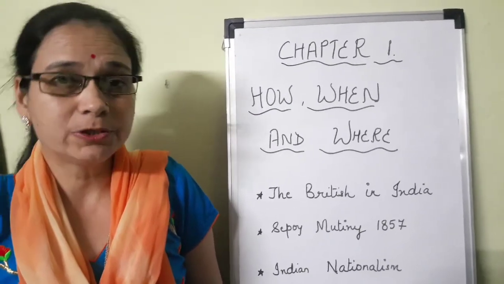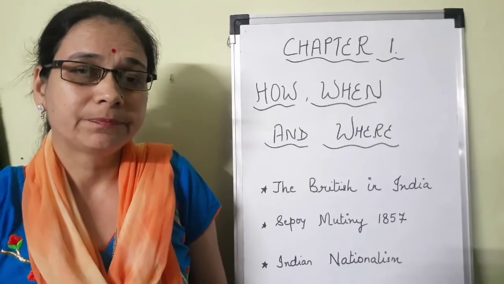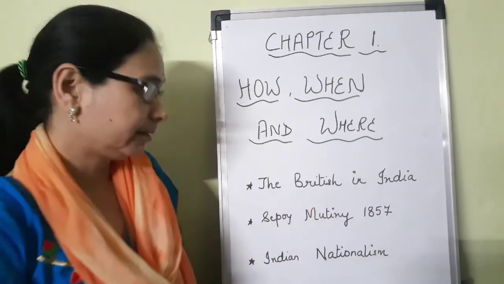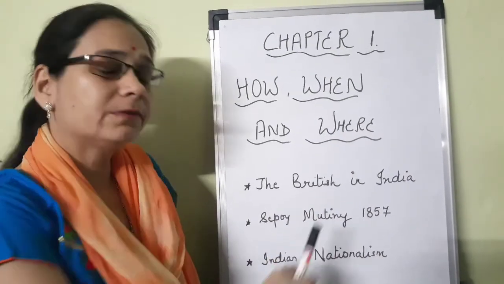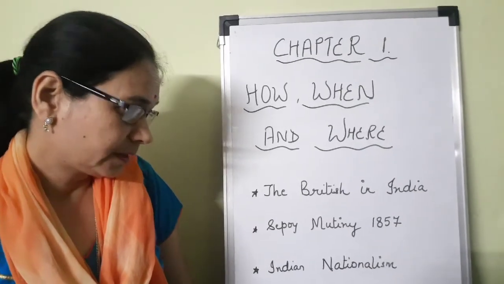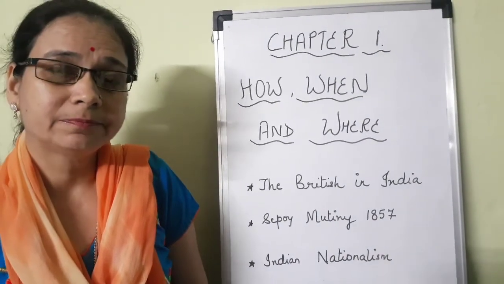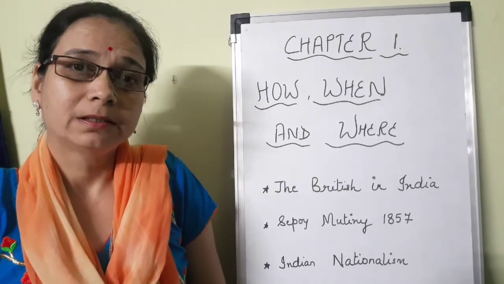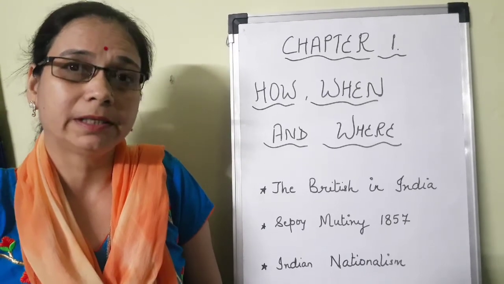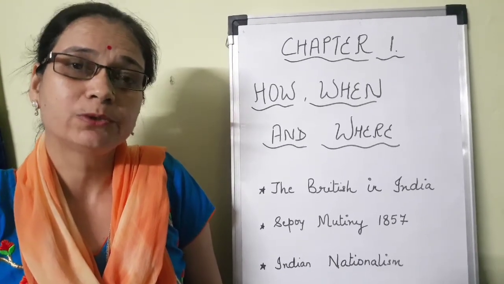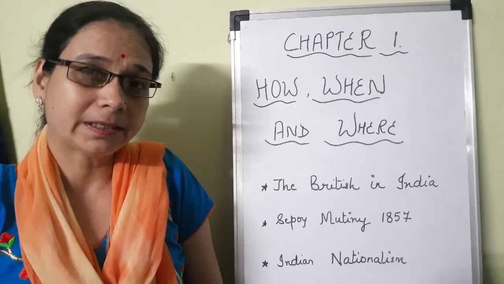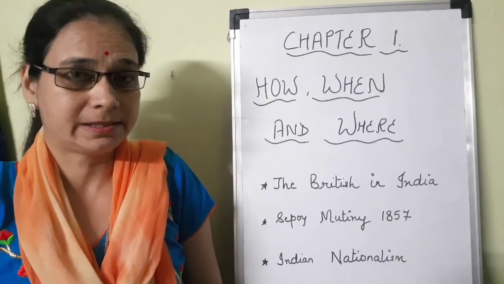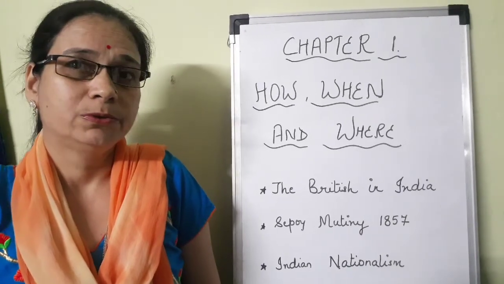Today we'll continue with the second part of the chapter. And today we are going to study the Britishers in India, the Sepoy Mutiny of the year 1857, and Indian nationalism, and finally how the Indians got independence. India got independence and it was divided into two parts, India and Pakistan. So this is all we are going to cover in today's lesson. So let's roll on to our slides.